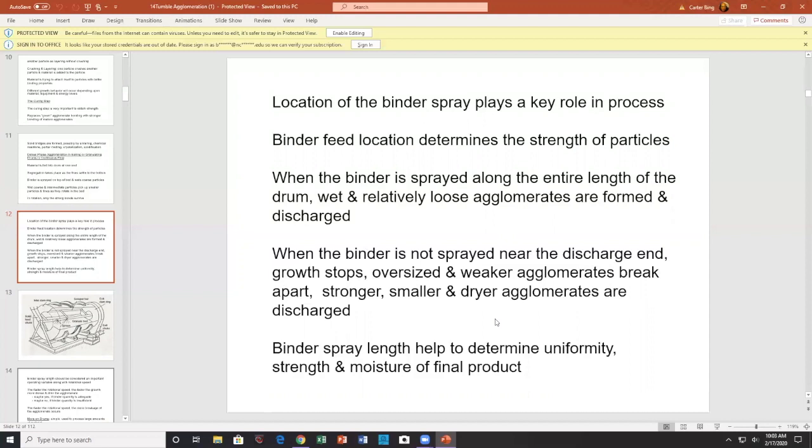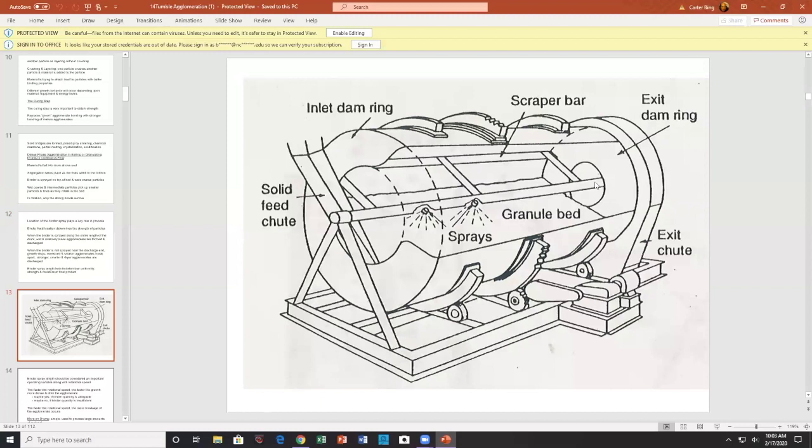When the binder is sprayed along the entire length of the drum, the wet and relatively loose agglomerates are formed and discharged. So the binder spray length helps to determine the uniformity, strength, and moisture of the final product. So the question I pose to you is, do you know your spray length?